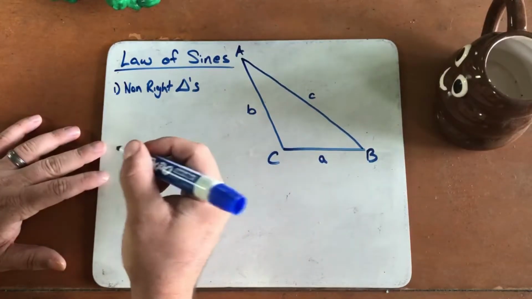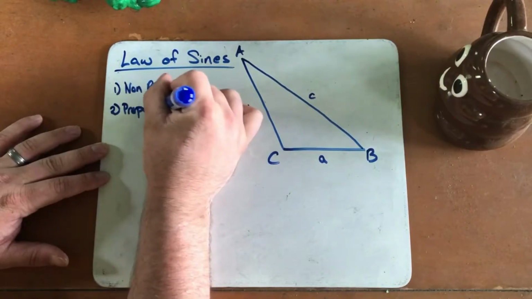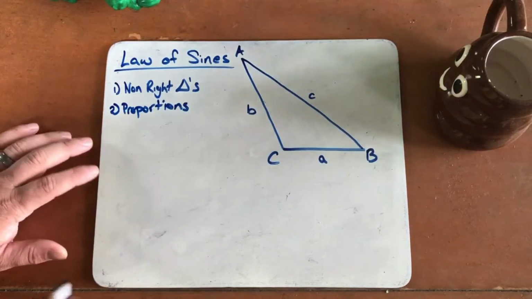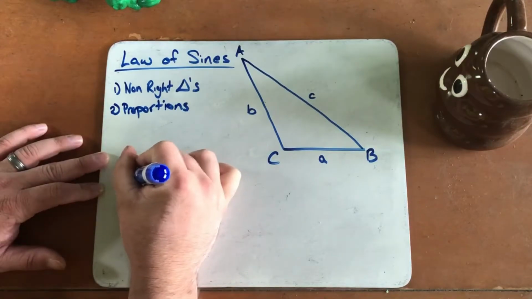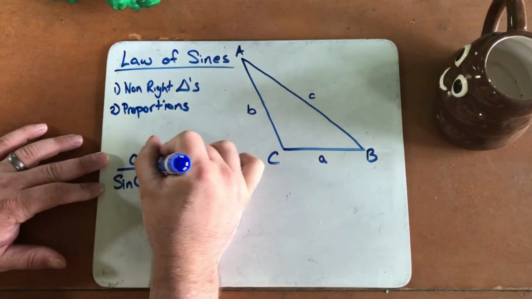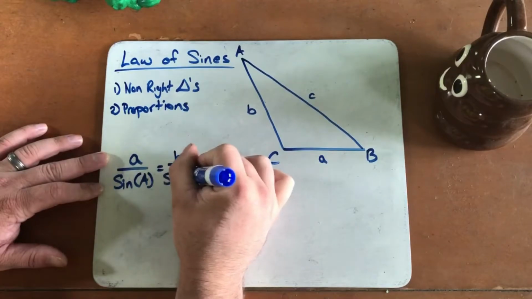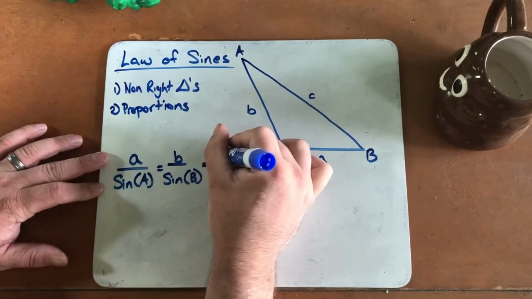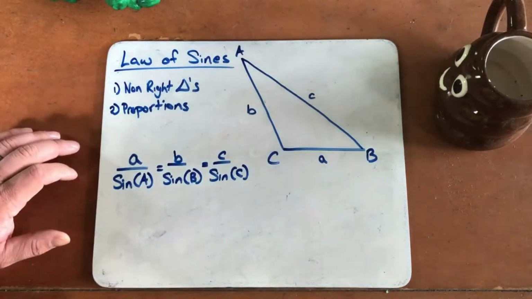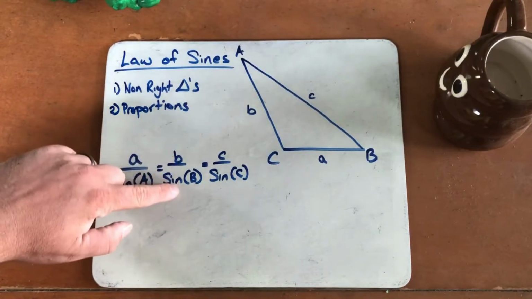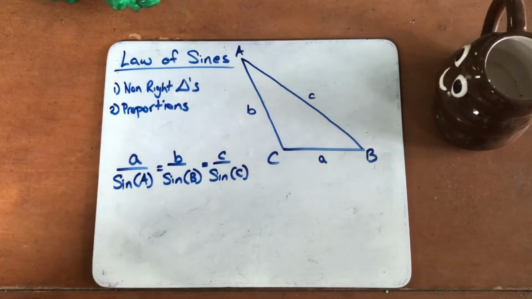The way the law of sines works is that it is just a set of proportions. Side A divided by the sine of angle A should be equal to side B divided by the sine of angle B, which should be equal to side C divided by the sine of angle C. Notice that the opposite side matches up with the angle each time. So this is just solving a proportion.